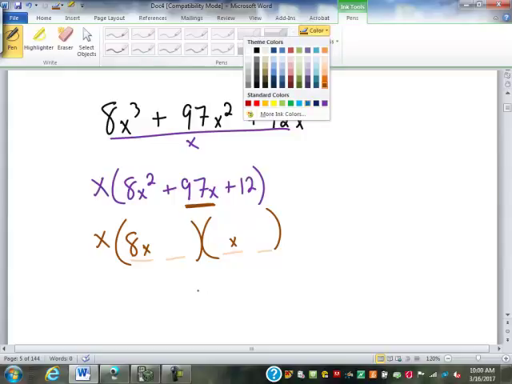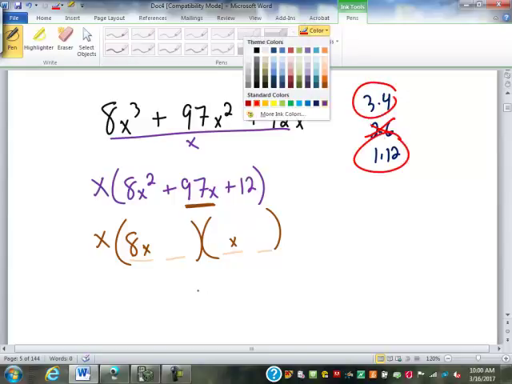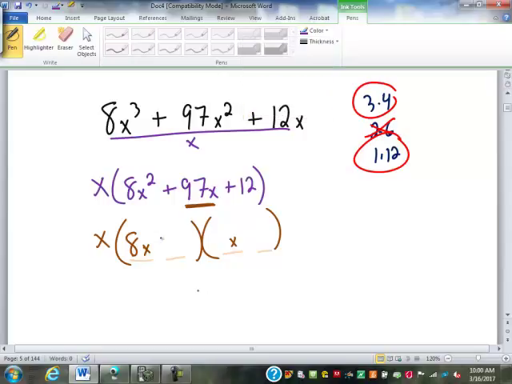Now again, 12 has a lot of combinations. 3 times 4, 2 times 6, 1 times 12. Which one of those can we cross off the list right away? 2 and 6, because we got an odd number there. 2 and 6, there's no way we get an odd number if they're both even. So it's either got to be 3 and 4 or 1 and 12. Which one do you want to try first? Try 1 and 12. Good thought.